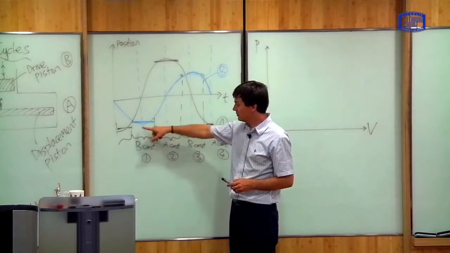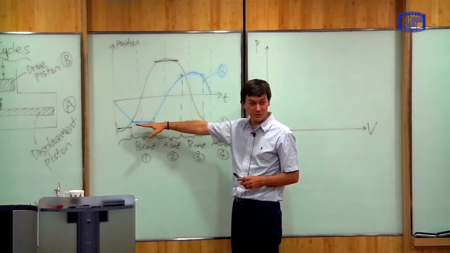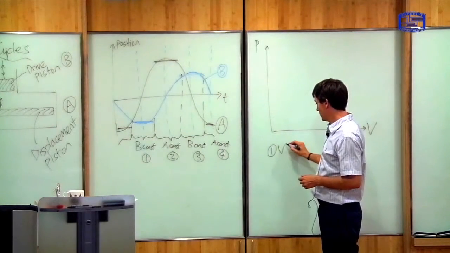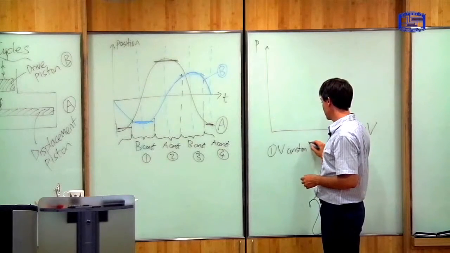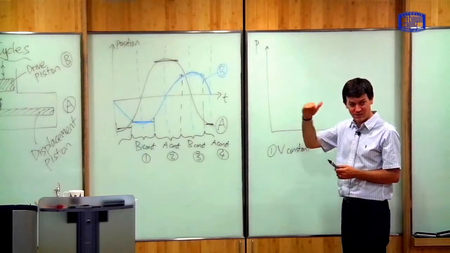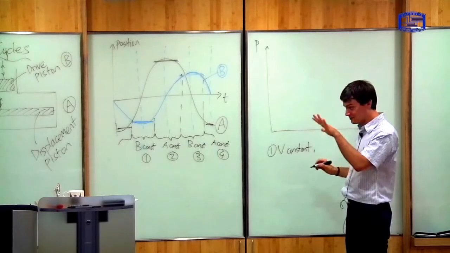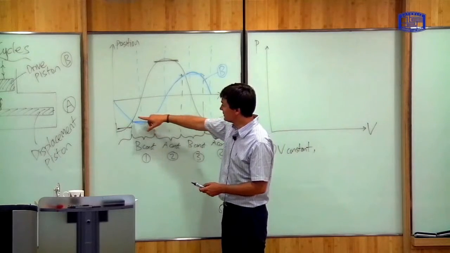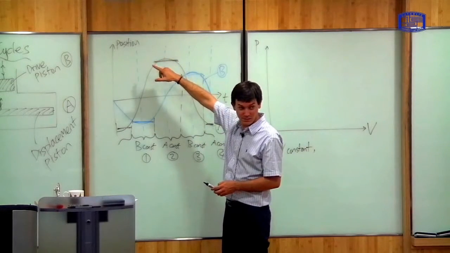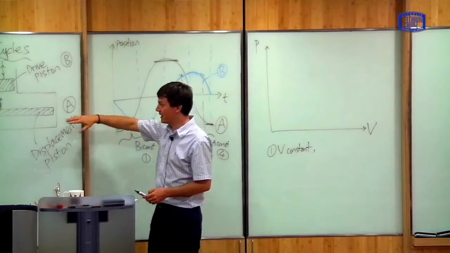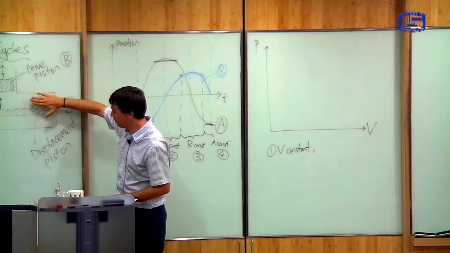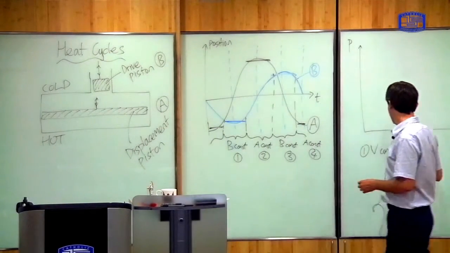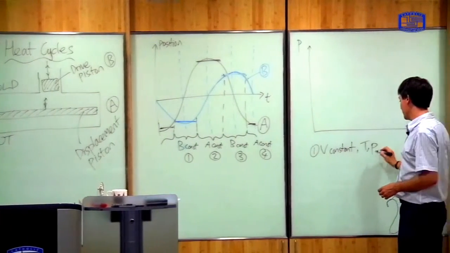In stage 1, B, that's the drive piston, is a constant. That means the volume is a constant. Because the position of the drive piston is a constant, the volume is a constant, roughly. Of course, it's not completely accurate. And the position of the displacement piston is going up. If the displacement piston goes up, that will force gas from the cold part to the hot part, and therefore the temperature will increase. Okay. So the volume is constant, and the temperature and the pressure are increasing.